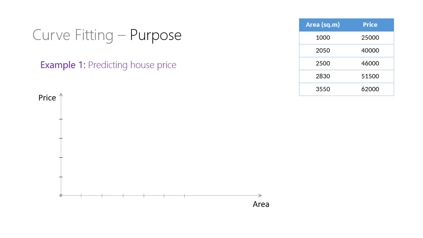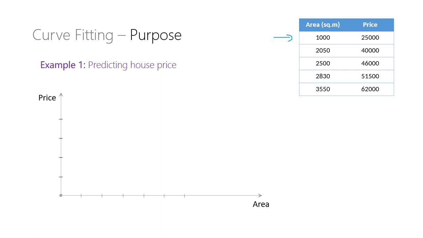To understand the purpose of curve fitting, we are going to see two examples. First example is of predicting house price. Let's say you have a friend who wants to sell their house and they want to know how much money they can get for the house. And what they did is they collected the data of the houses that were sold in the past. So the data is given in this table, and the data is like this.